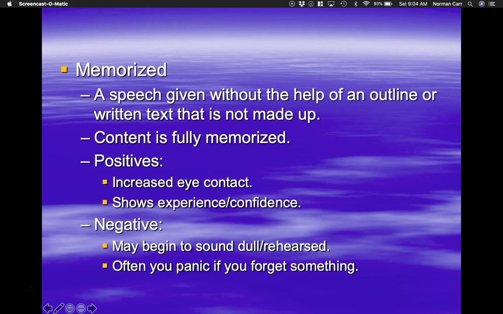Also, there is the possibility with a memorized speech that you could forget what it is that you're talking about, and you can kind of go into panic mode and just shut down. Or you might miss some parts of the speech because you skipped over some stuff since you forgot what it is that you were supposed to say.